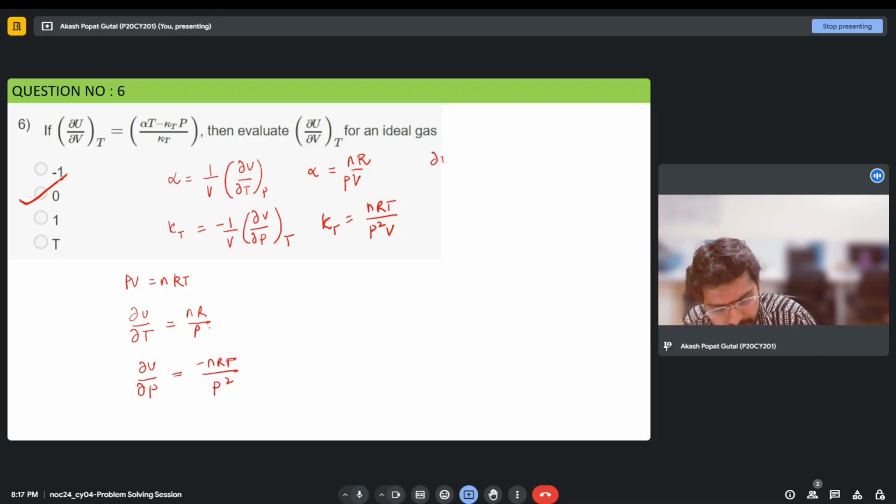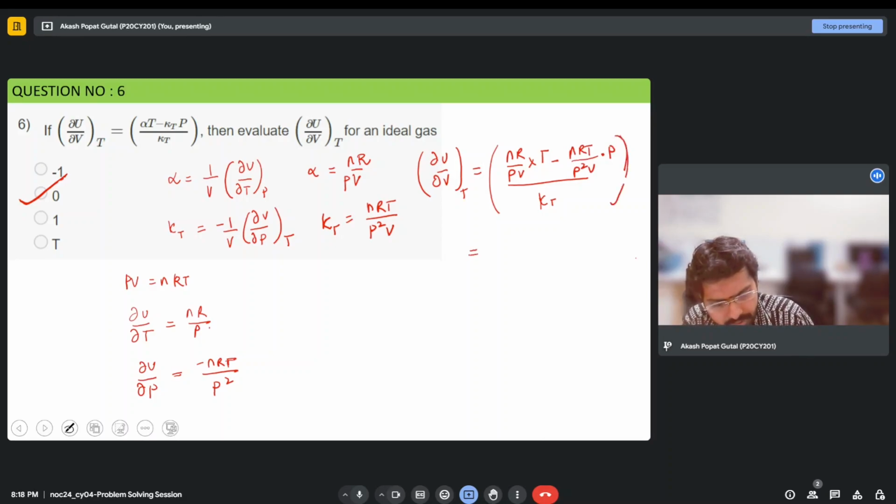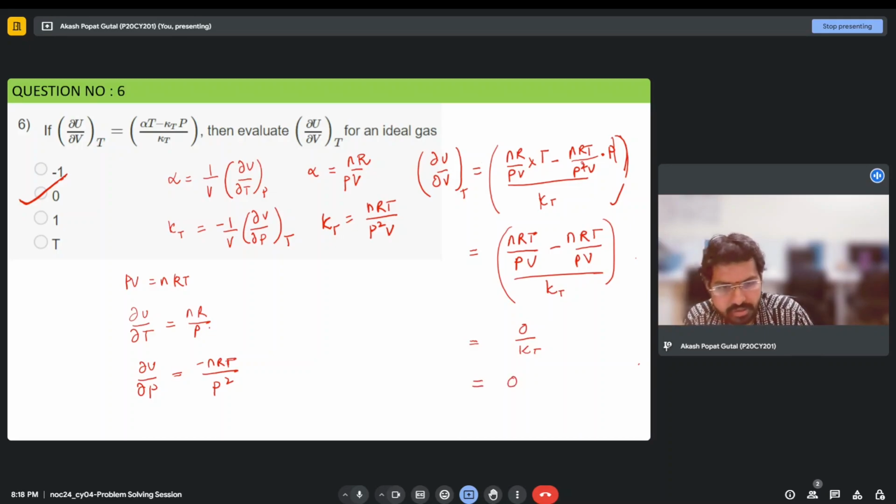We'll get del U by del V at constant T. The alpha is nR by PV into T minus, divided by kappa T, minus nRT by P square V into P. So T alpha over kappa T is nRT by PV minus nRT by PV, which get cancelled, which is nothing but 0 by kappa T. Anything 0 by something is 0. So it should be option number B.